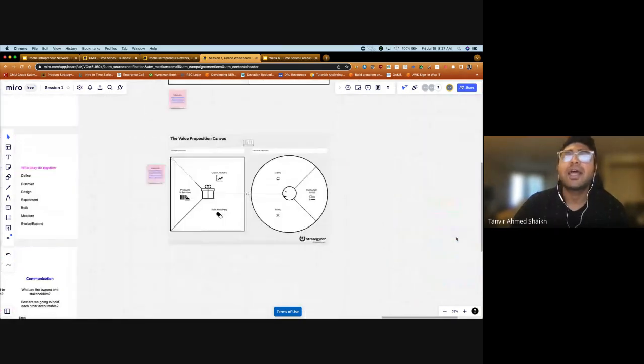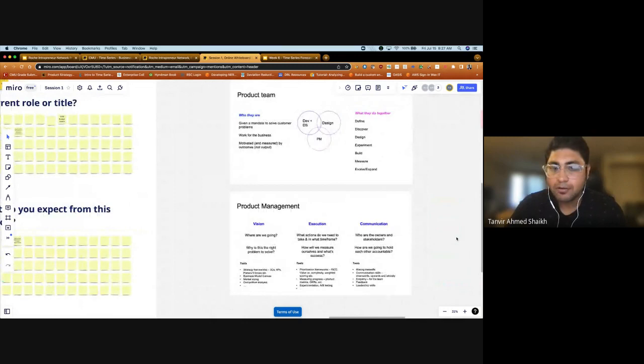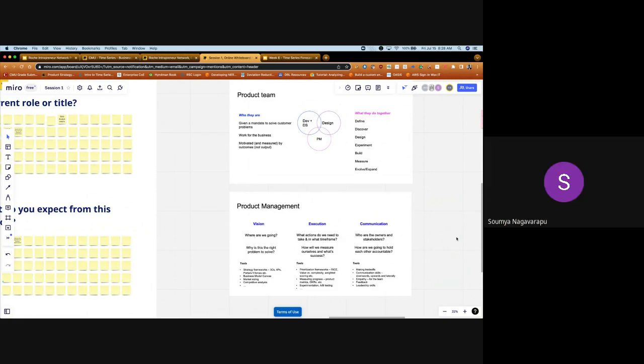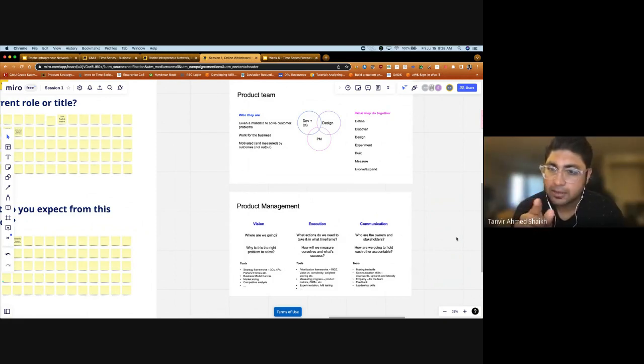So before we even get into the canvas, let me ask you guys, what is a model? Forget about business model canvas, three words, right? What is a model? Any kind of model. We do data science, right? We do any other kind of modeling, mathematical modeling, statistical modeling. What does model mean? Soumya, go and then Sarthak.